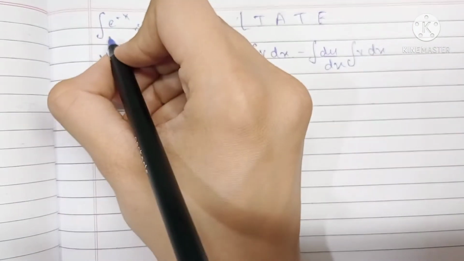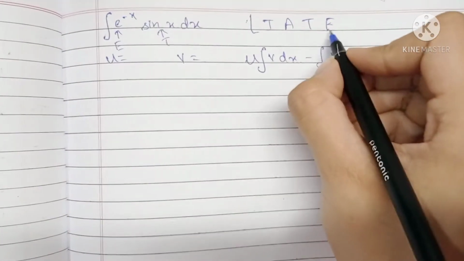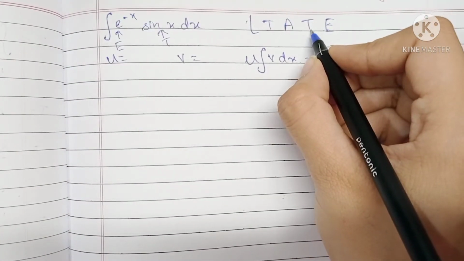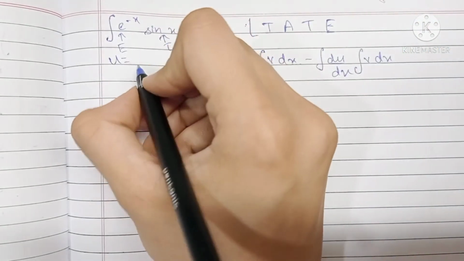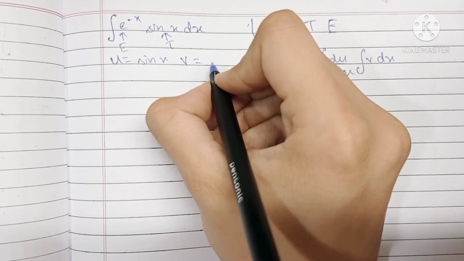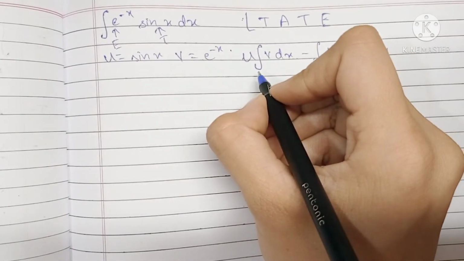So here we have an exponential term and a trigonometric term. Now in the ILATE rule, trigonometric comes before exponential, which is why we will be placing the trigonometric term as u and the exponential term as v, and now we can start applying this in the formula.